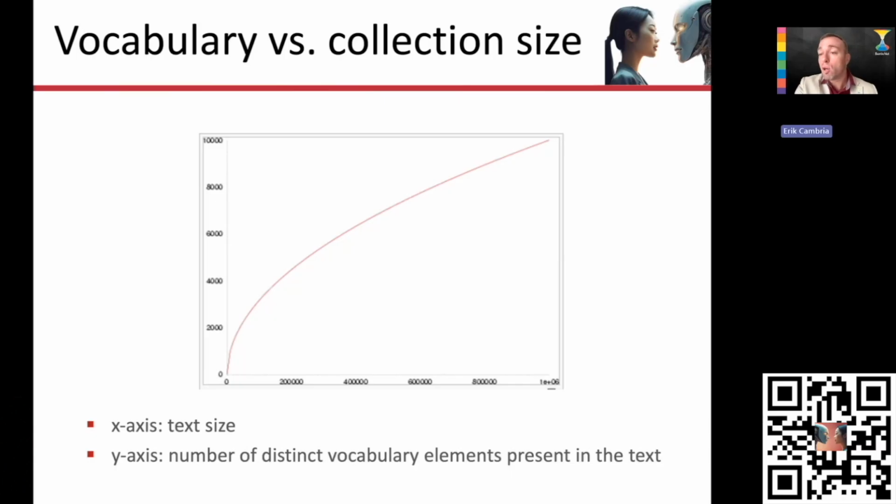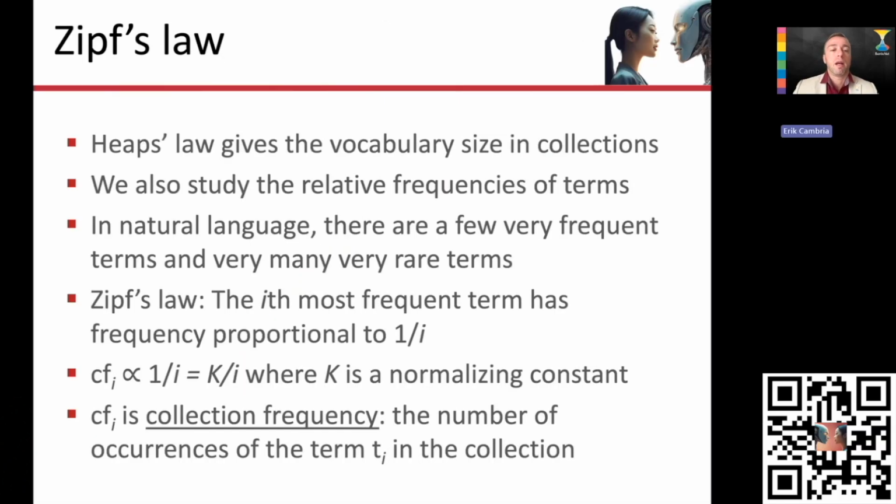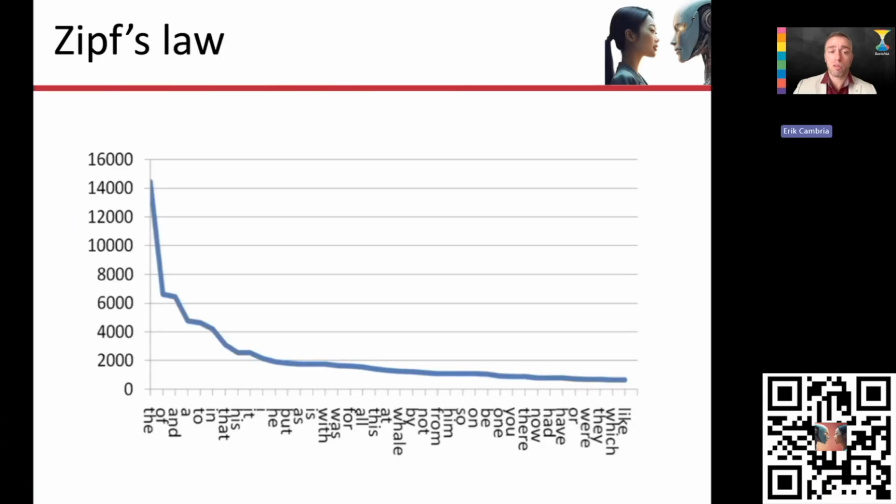And that's because as I add a new document, it's very likely that many of the words that make up these new documents are already covered in the previous ones. Another interesting law is Zipf's law, which is also an empirical law that tells me the frequency of the terms in my document collection. This can be very useful, for example, to find out what are the stop words that I may want to remove in my system.